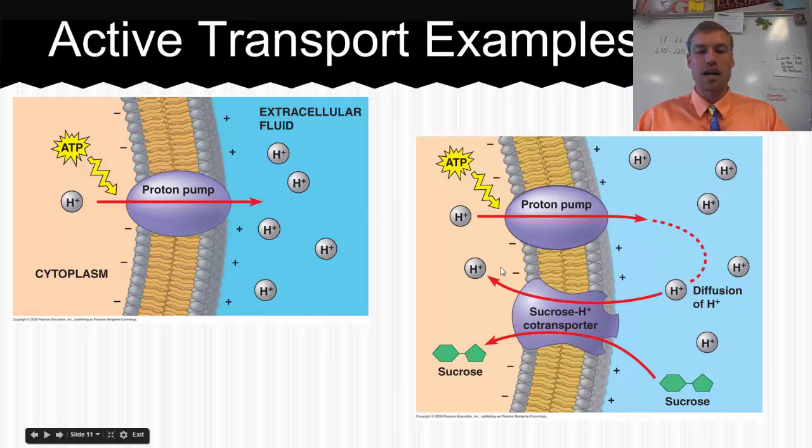And here we can actually have two pumps being involved. So what happens is that the ATP pumps the proton outside. The proton then drives this sucrose co-transporter, bringing the proton back inside where it can then be pumped outside again, which enables the cell to move sucrose into the cell, which is obviously a good thing.